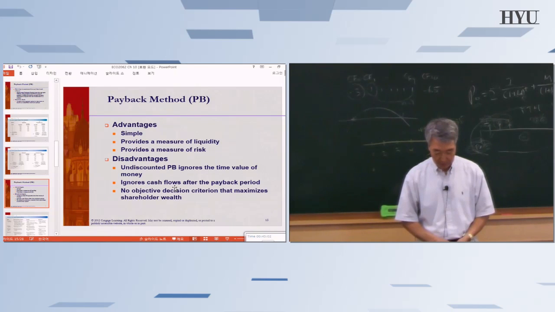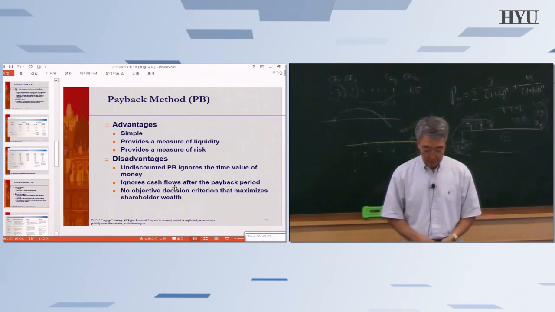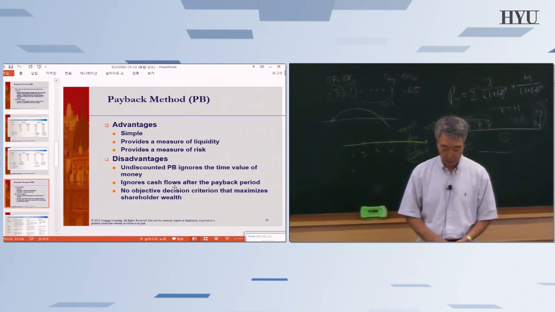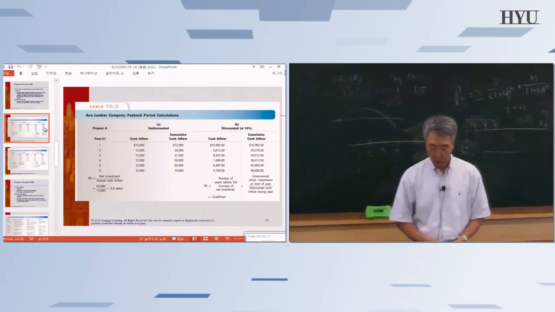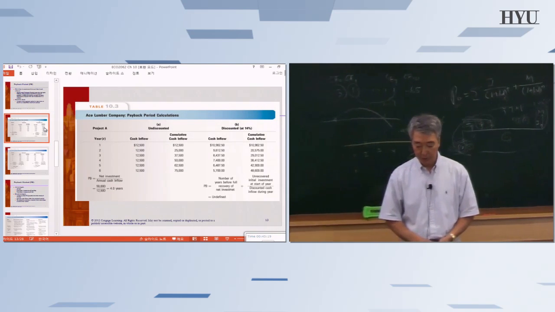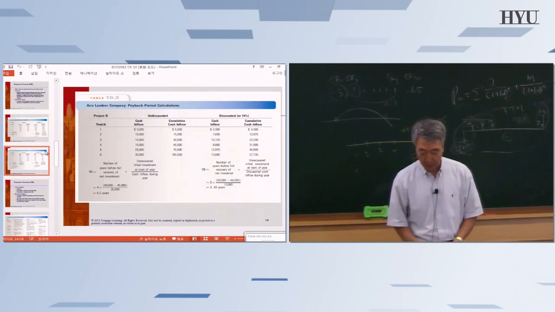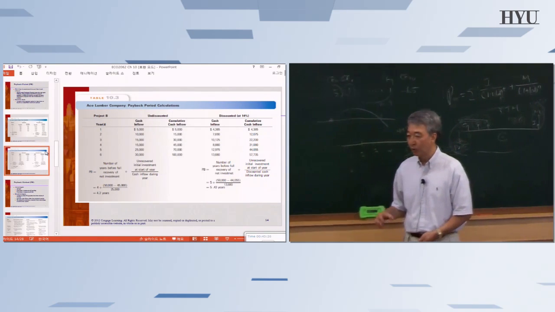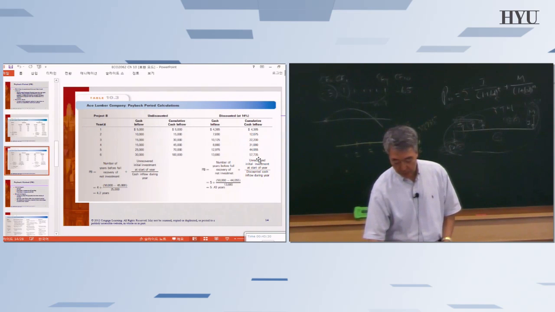Disadvantages. Discounted PB ignores the time value. Undiscounted payback ignores the time value of money, of course. Yes. It ignores cash flows after the payback period. Yes, that's another huge problem, right? So when you use a payback period method, all you are interested in is how long it takes to recover your initial investment, right? So, for example, here, the initial investment is recovered between the 5th year and the 6th year.